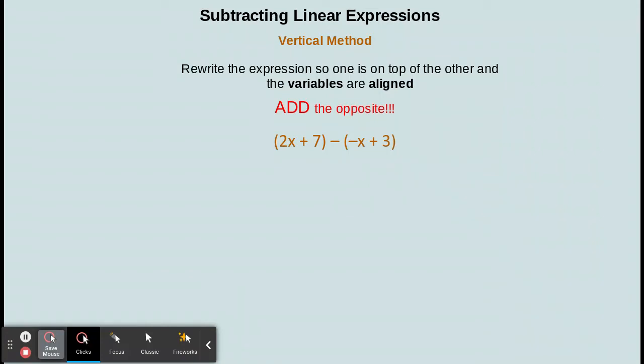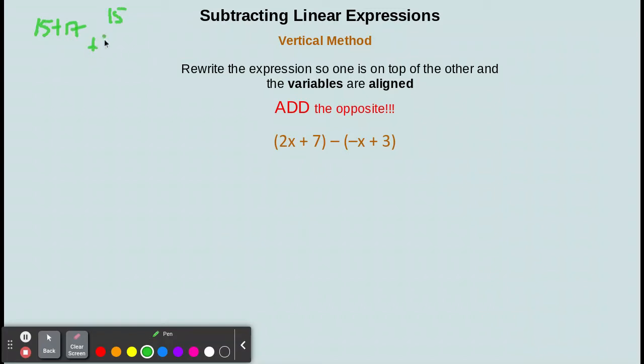So we have the same two methods. We have vertical method and horizontal method. And we will start with our vertical method. Remember, vertical method is the same as this, right? 15 plus 17, where you align them in columns. So we're going to do that. So we pick one to be on top. This 2x plus 7 expression will be on top.